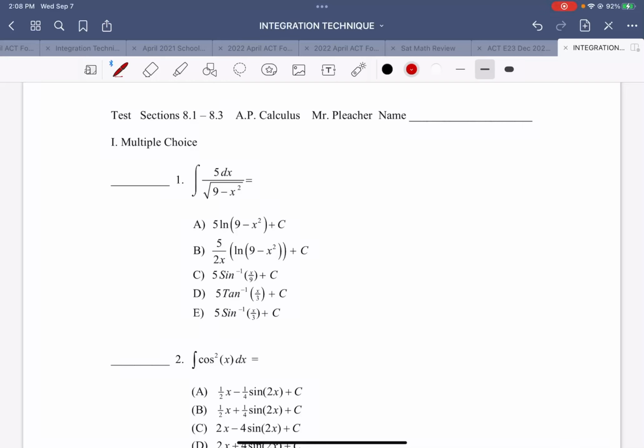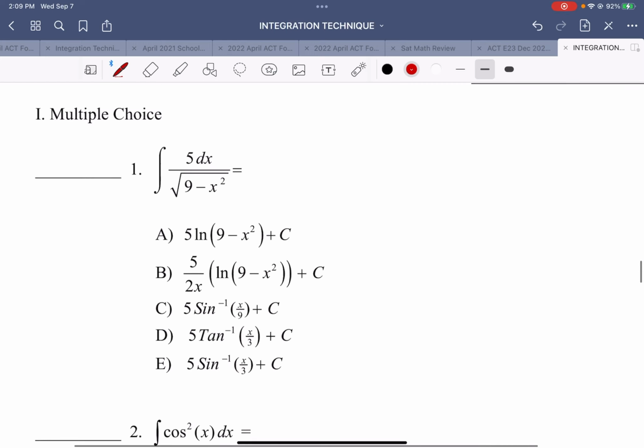This video is for the second part of the test for integration technique. Okay, let's do number one. The integral of 5 dx over the square root of 9 minus x squared.